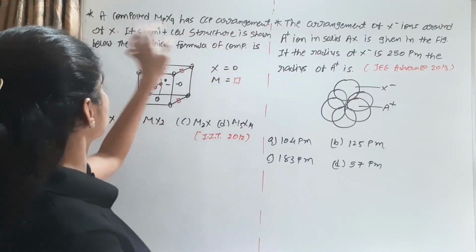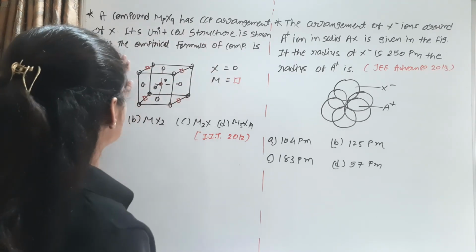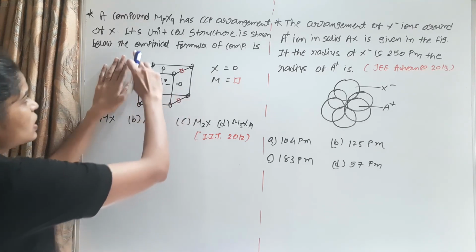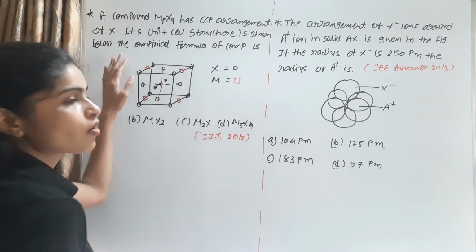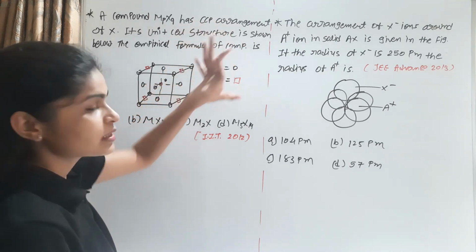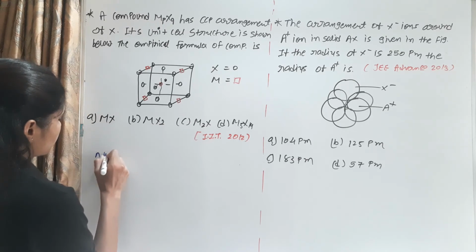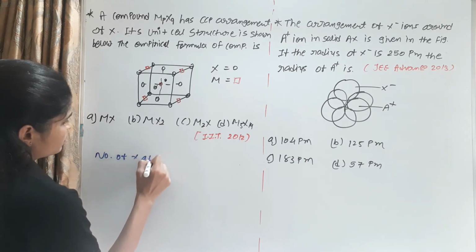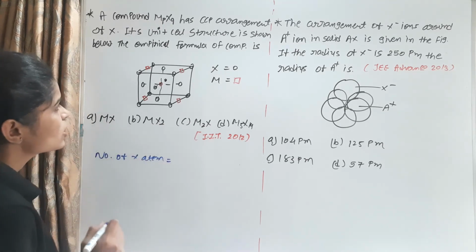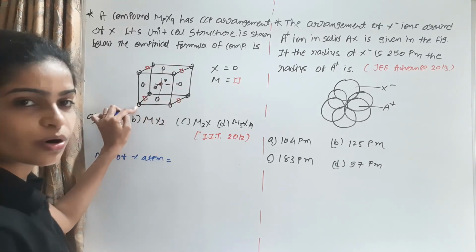XQ has a CCP arrangement of X. Its unit cell structure is shown below. Find the empirical formula of the compound. X is represented by the sphere and M is represented by the square. So first, for X, the number of X atoms is equal to X present on the 1, 2, 3, 4, 5, 6, 7, 8 corners.